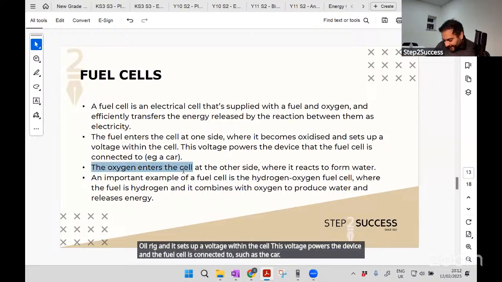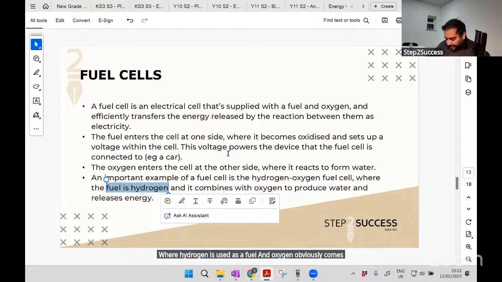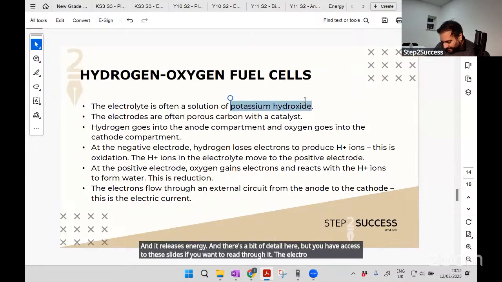So the oxygen enters the cell at the other side. On one side, we supply the fuel, and on the other side, we supply oxygen, where it reacts to form water. The only example you really need to know is the hydrogen oxygen fuel cell, where hydrogen is used as a fuel and oxygen comes in the other end and it releases energy. There's a bit of detail here, but you have access to these slides if you want to read through it. The electrolyte is often a solution of potassium hydroxide. Don't need to know that.